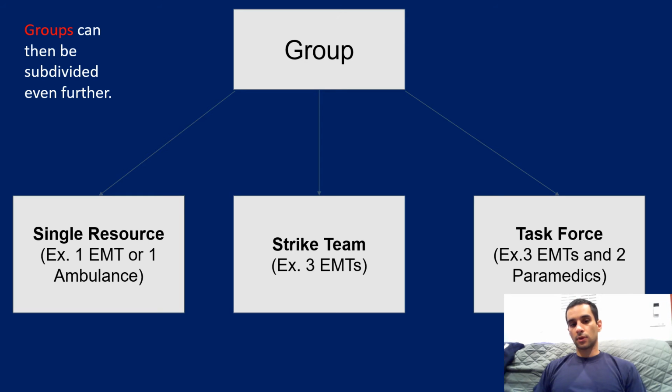Now, groups could be divided even further, and so can divisions, actually. What you could divide your group into is a single resource, like 1 EMT, or sometimes single resource could refer to one particular piece of equipment or vehicle. You could also have a strike team, which is multiple of the same resource, such as 3 EMTs, or more commonly a task force, where you have a mix of different resources, such as EMTs and paramedics.